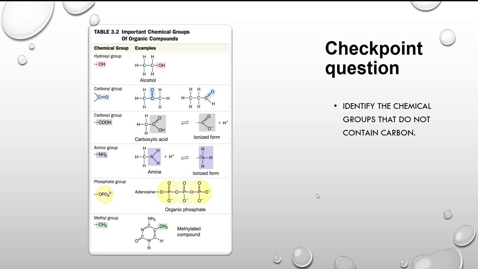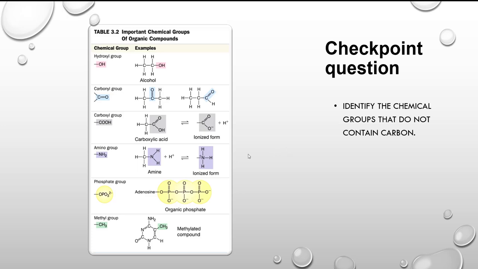Okay, so we're going to take a closer look at these. These are basically 6 types of functional groups, and this is a figure from your table. To get us started identifying the different functional groups, I'd like to do this checkpoint question. You're going to use table 3.2 to identify the chemical groups that do not contain carbon. This is just related to the functional groups being the highlighted groups there. So which groups do not contain carbon?